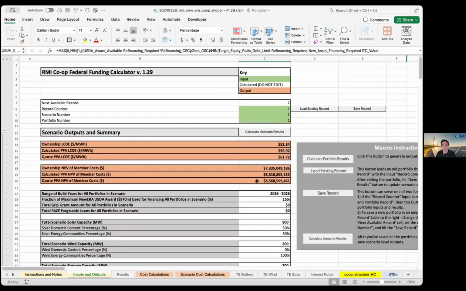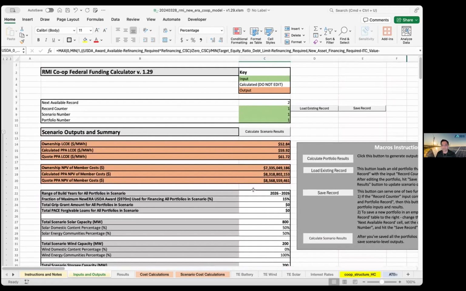Now, what would you like to do with it? Well, this isn't all you want to do. You might be building more than just a portfolio of clean energy in 2026. You're also hoping to build out some more in 2028 that uses some of these same federal incentives. So to look at what happens in aggregate if you use a portion of your New Era grant for this portfolio, but also use a portion in a future year, you might want to save this record and create your new portfolio in 2028, and then see what happens when you pull it all together.